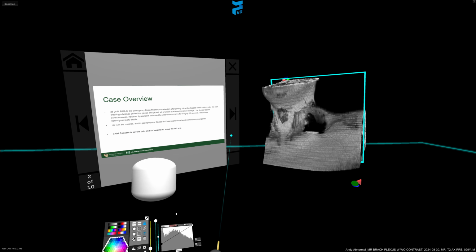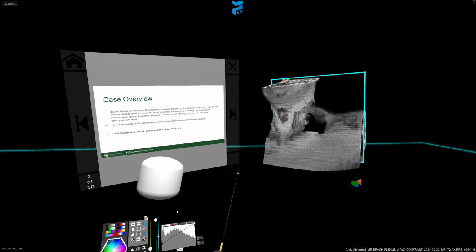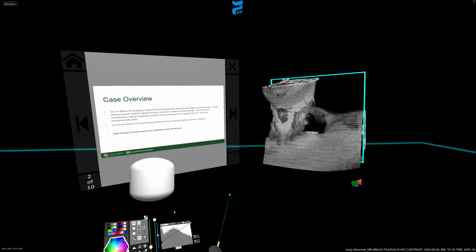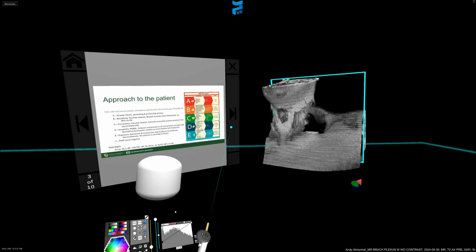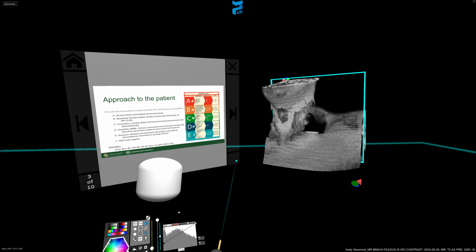He arrived in the emergency department hemodynamically stable. He's in the Marines, in great physical fitness, and has no previous health conditions or surgeries. His chief concern in the emergency department was severe pain and inability to move his left arm. So, an approach to any trauma patient, the primary survey, can be evaluated using the mnemonic ABCDEs.